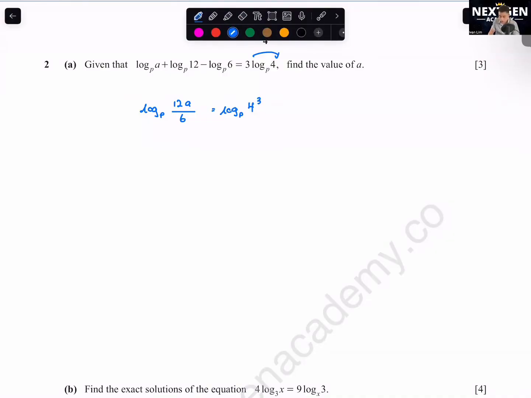Okay. Remove the log P. Now I can compare both the arguments with each other. 12 over 6 will become 2A. 4 cubed is 64. A is 64 over 2. So you get 32 here.